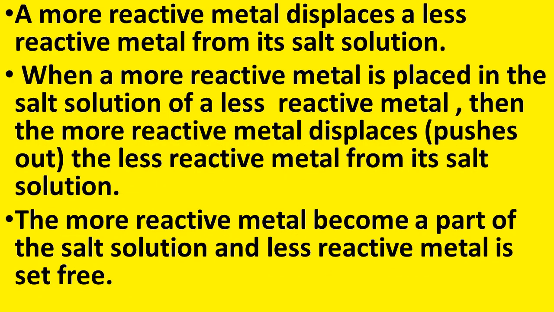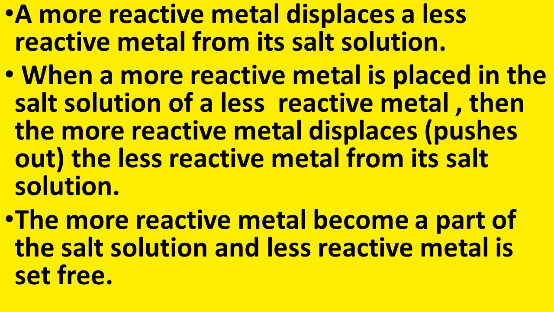A more reactive metal displaces a less reactive metal from its salt solution. When a more reactive metal is placed in the salt solution of a less reactive metal, then the more reactive metal displaces or pushes out the less reactive metal from its salt solution. In the reactivity series, we have seen that certain metals are placed at the top, and as we move down, the reactivity of the metal decreases.